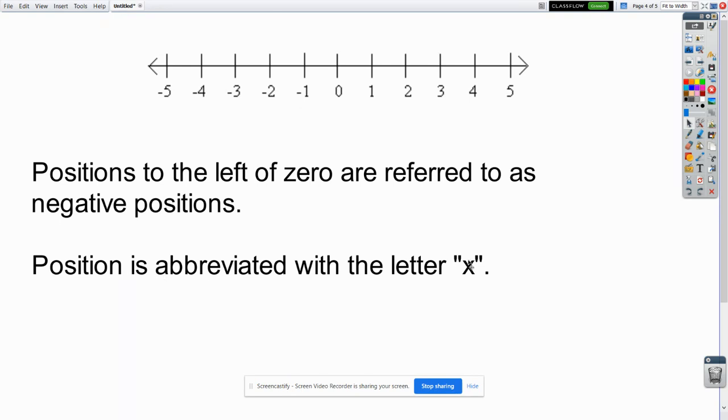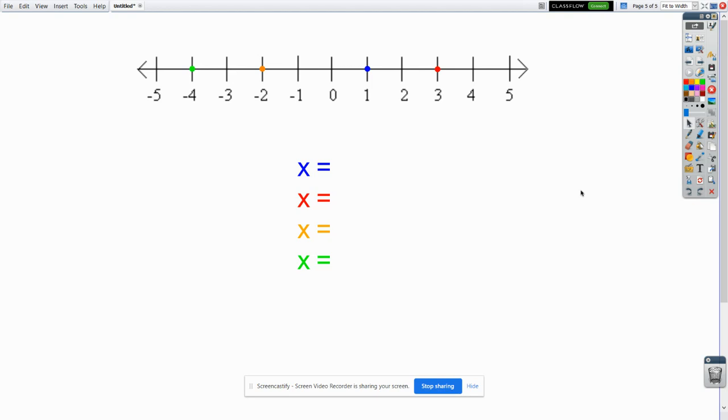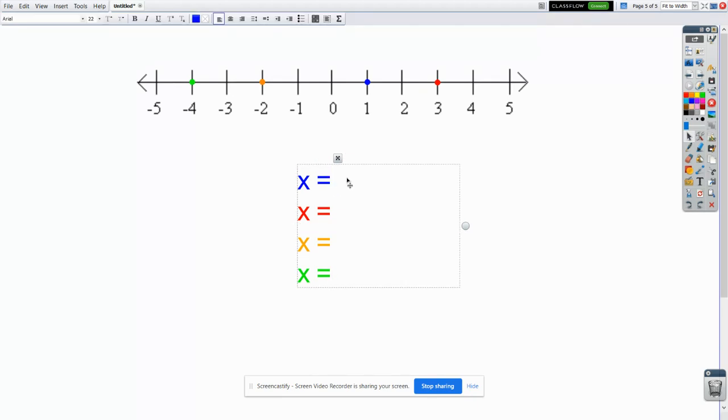Position is abbreviated with the letter X. That is the variable that we use to describe positions. So if I wanted to say the position of something on this number line, I would say X equals. So what I have is I've got 4 different colored dots on my number line, and I would just use simple positive and negative numbers to describe the position or location of that object.